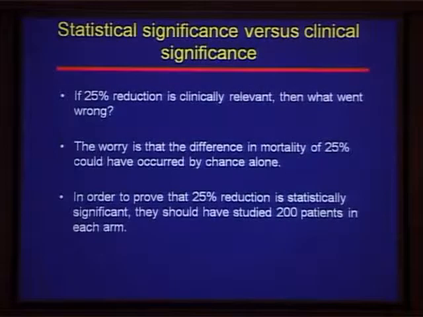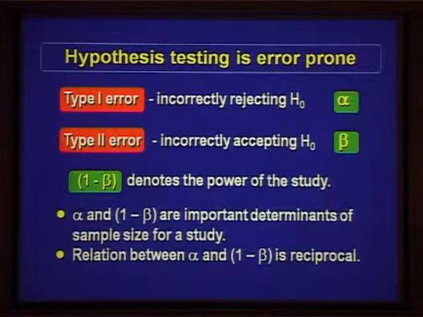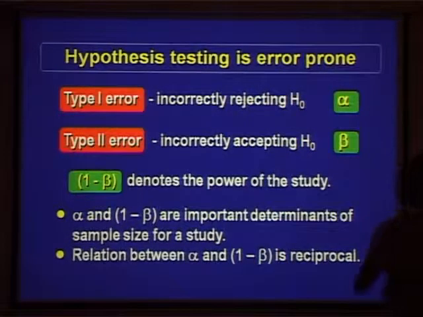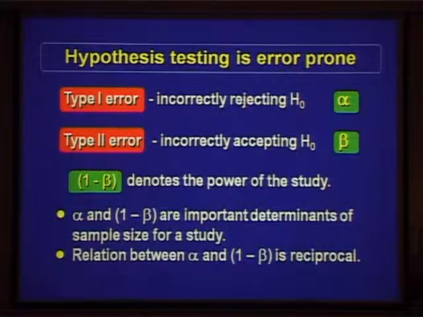Which brings us to the question. If 25% reduction is clinically significant, clinically relevant, what went wrong? Now, this is a concept which I'll explain to you. This is fundamental to sample size calculation.